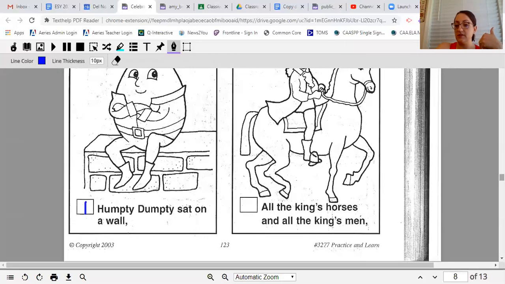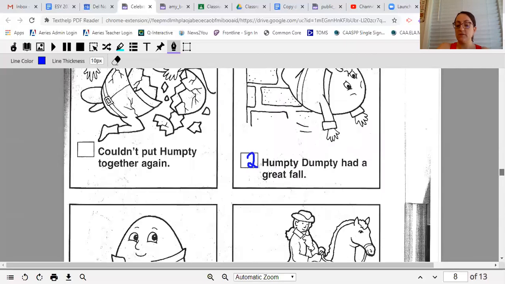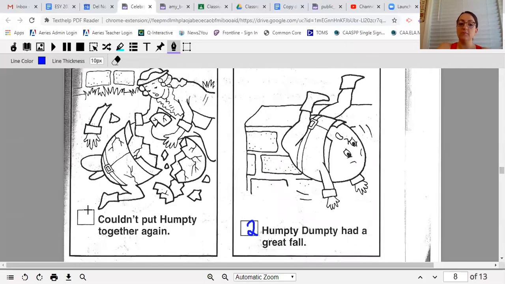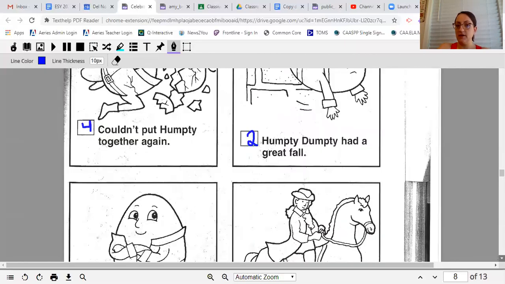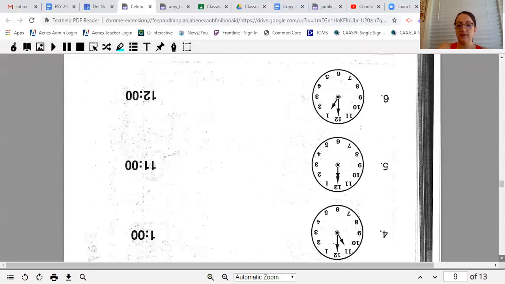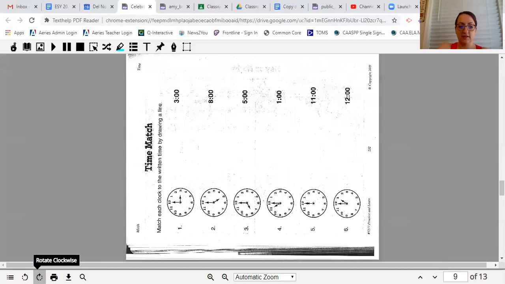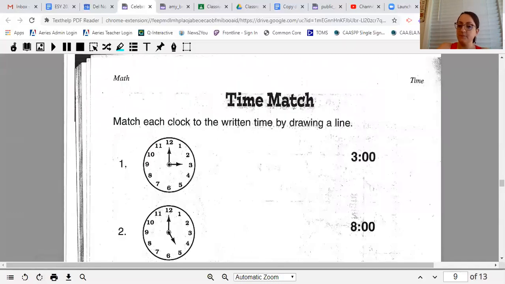And so let's look at this box. It says all the king's horses and all the king's men. So we can do 3 there. So number 4 is couldn't put Humpty together again. Good job, guys. Oh, yes. Let's flip this so we can actually read it.